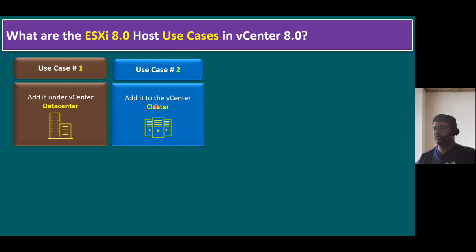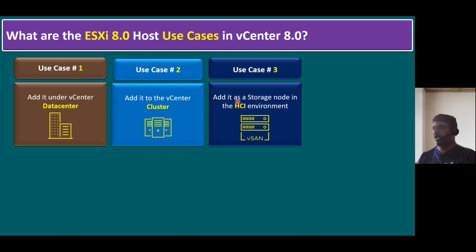So the same use case I mentioned here. Not only under the data center, we can add an ESXi host to the cluster also. And the third use case is to add it as a storage node in an HCI environment. HCI means hyper converged infrastructure. One example is the VMware HCI environment, which we call virtual SAN.